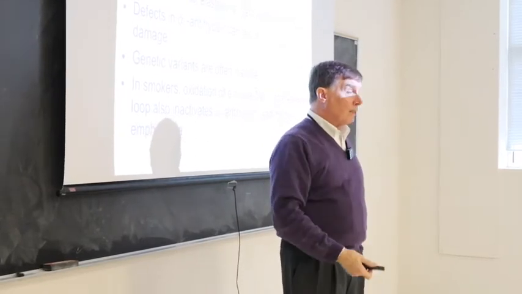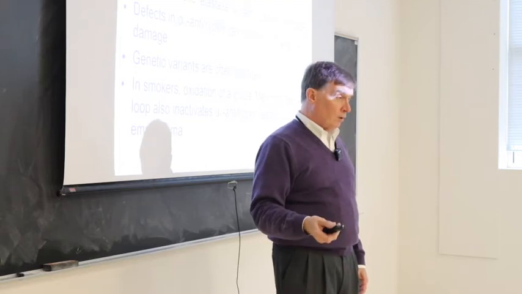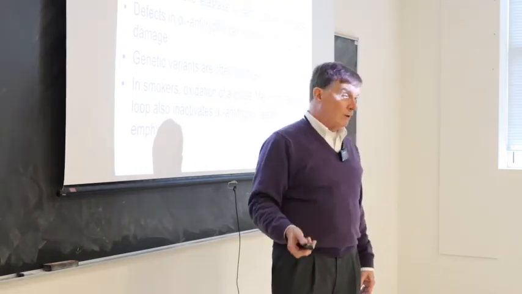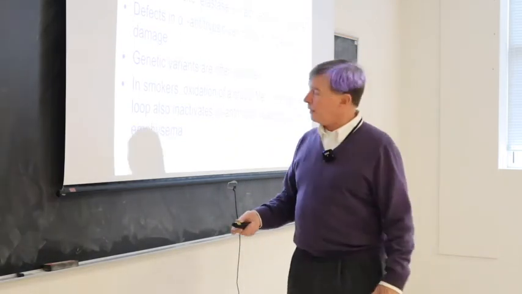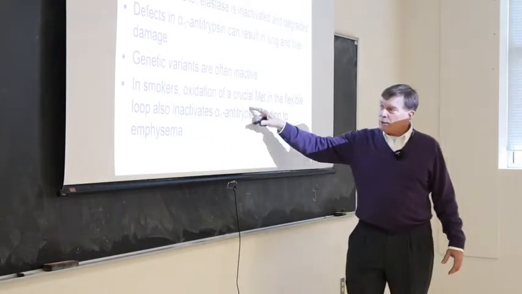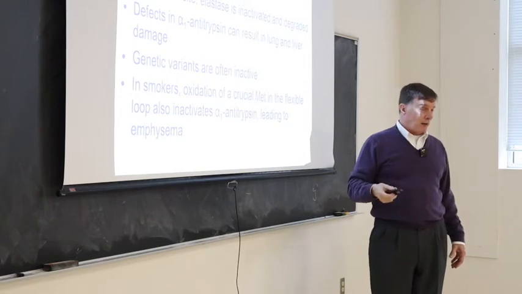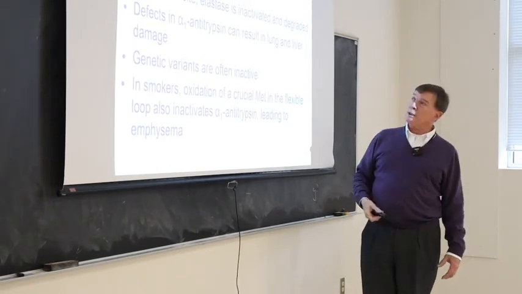And if you do that over and over, you end up with chronic obstructive pulmonary disorder, COPD, or emphysema, which is even worse, and you probably don't have a long lifespan at that point. And one of the things that can do that, by the way, is smoking. So I hope none of you do. But smokers oxidize a crucial methionine in the protein called alpha-1 antitrypsin, and that makes things even worse. So let's see what this does.